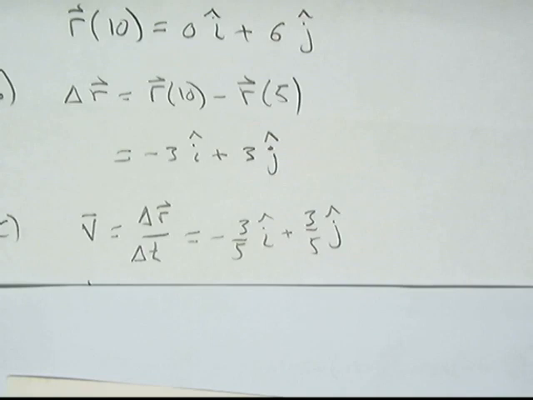So does this make sense, that you just divide the whole vector by 5, so it's dividing each component by 5? Yeah, makes sense? Okay.